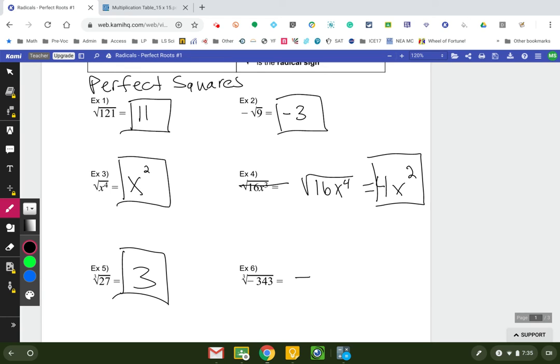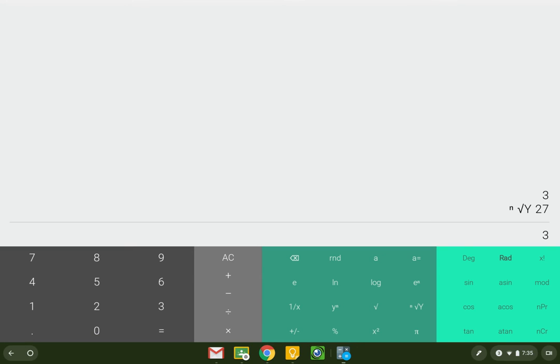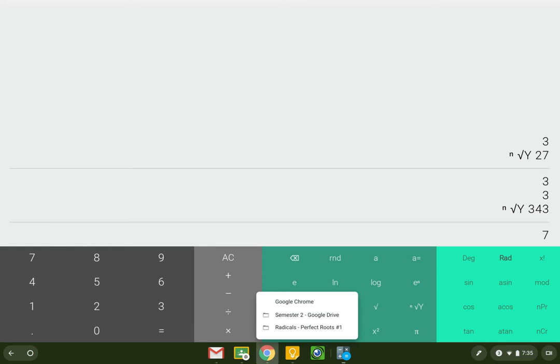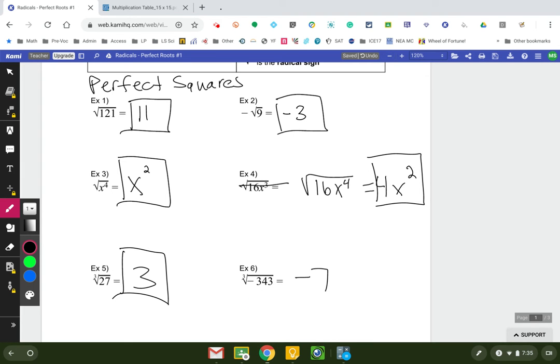And then I'm going to go ahead over to my calculator and type that in. So I have 3, funky root thing, 343, and then I hit enter, and that gives me 7. So my answer is negative 7. So the third root of negative 343 is negative 7.